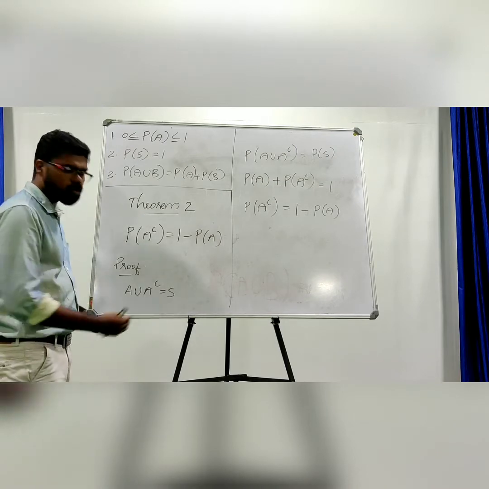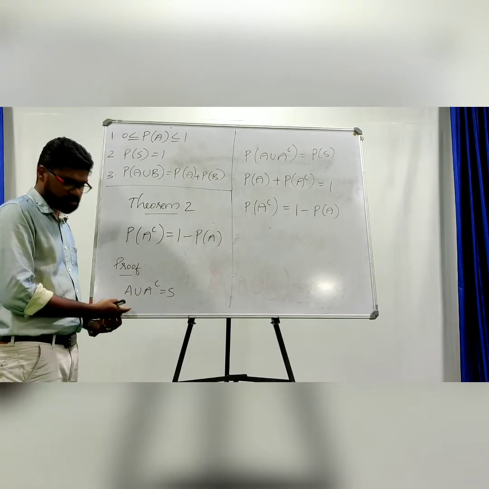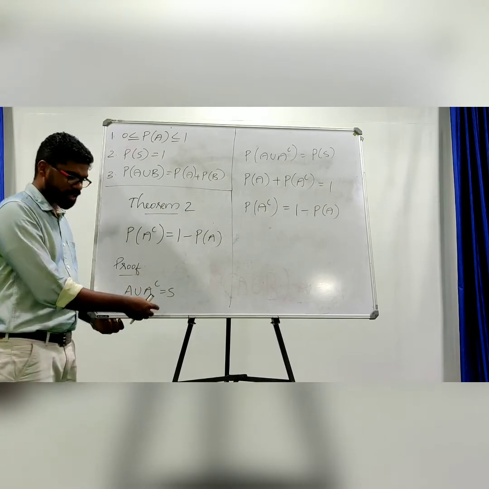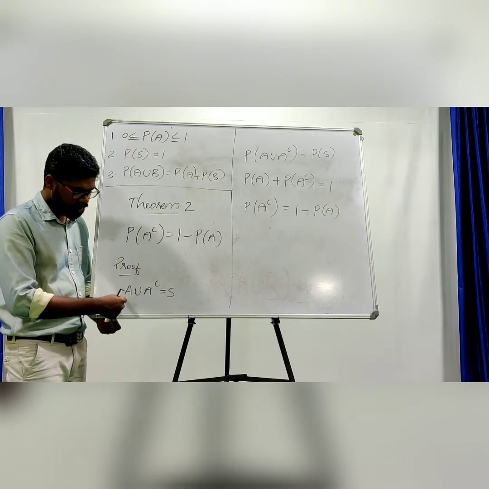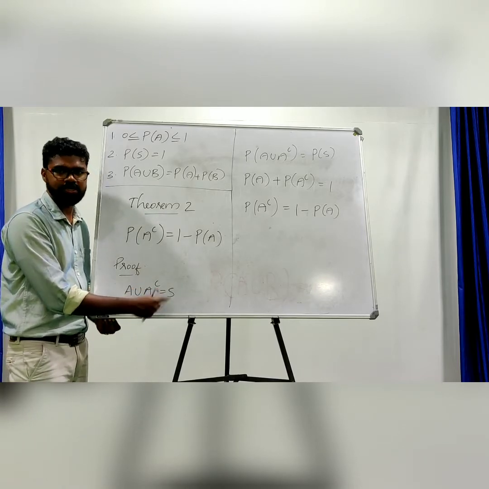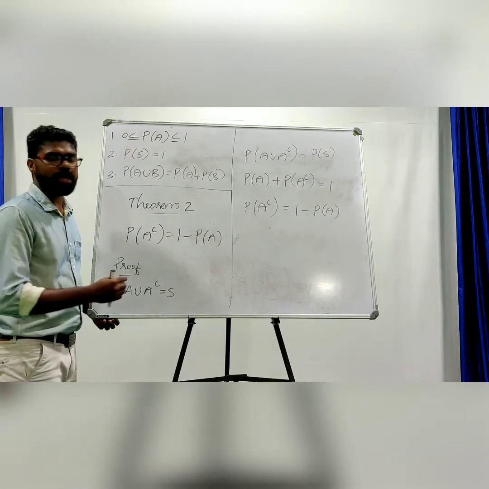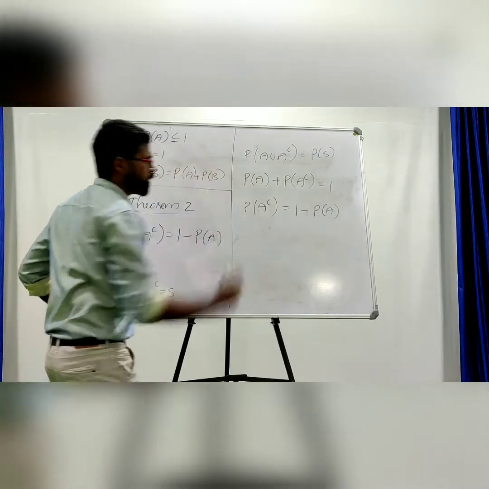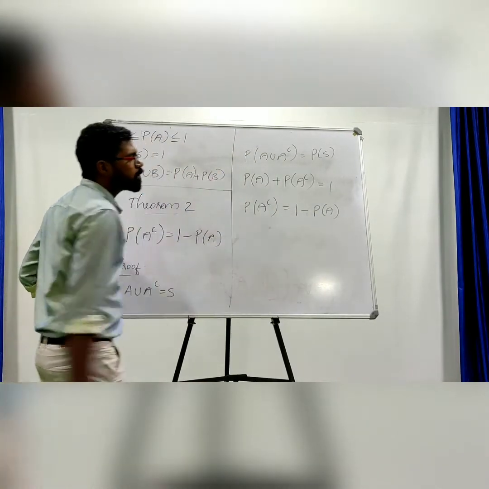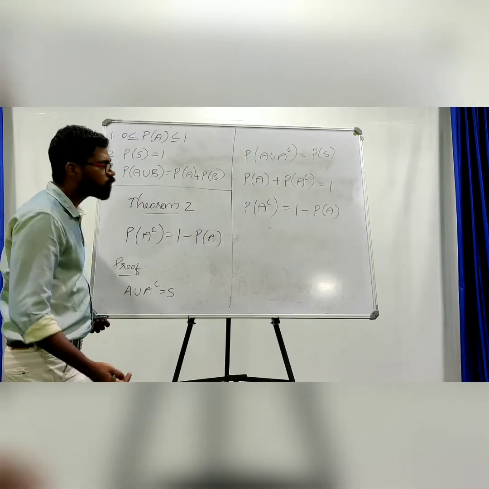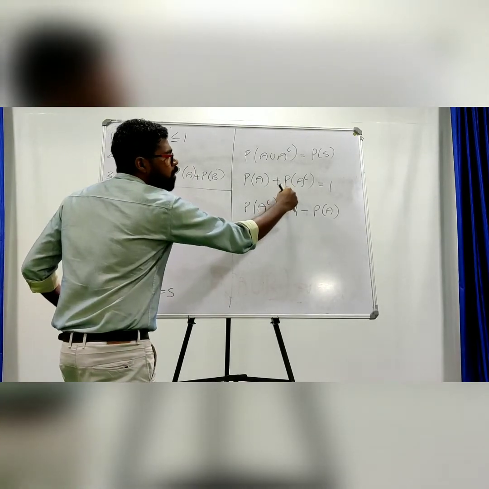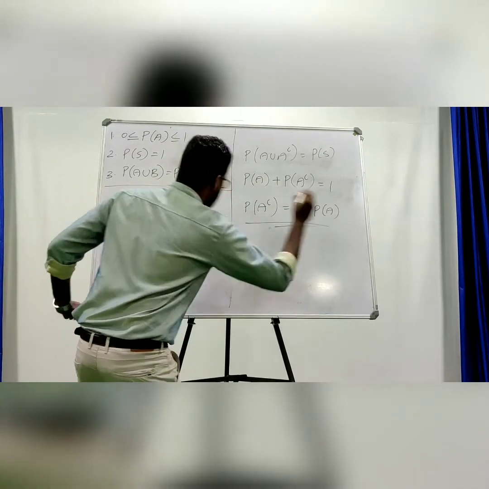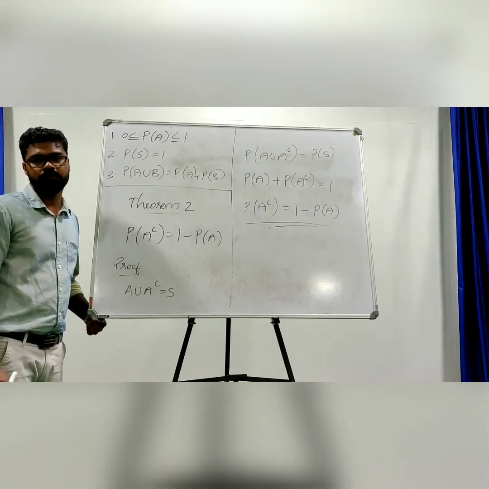Let A union A complement be equal to S. We have discussed that A complement means the events that are included in S, not in A. So A union A complement is equal to S. Then probability of A union A complement is equal to probability of S, and we know that probability of S is equal to 1, so probability of A plus probability of A complement is equal to 1. Therefore we can derive probability of A complement is equal to 1 minus probability of A. So this is the second theorem of axiomatic definition.